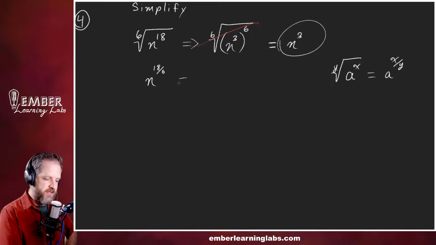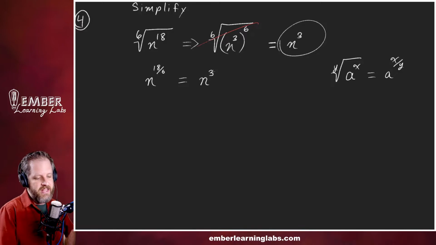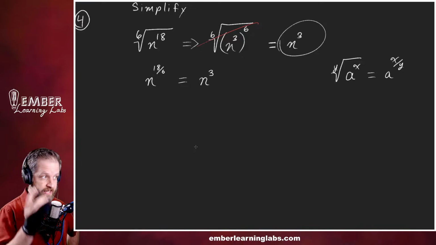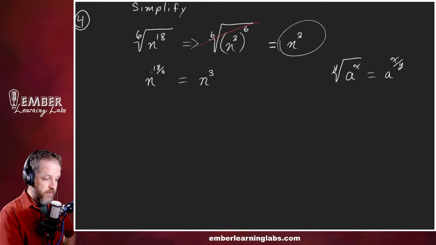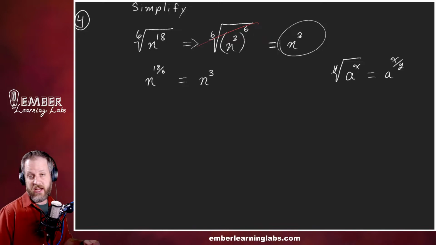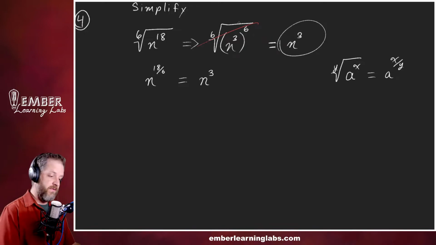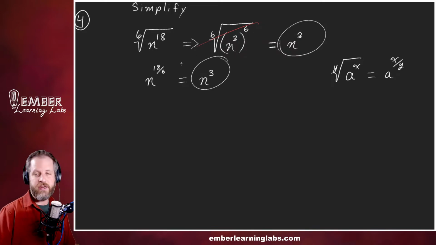18 over 6 equals 3. So it's kind of getting to the same place with the same ideas. Just kind of getting there a little bit different. This, to me, makes more sense because I can see real easy 18 divided by 6. So this has always been easier to think about this way. This one feels like we're having to kind of stretch out too much stuff. But whichever method makes more sense to you is totally fine. Either way, on this particular problem, the answer is n cubed.